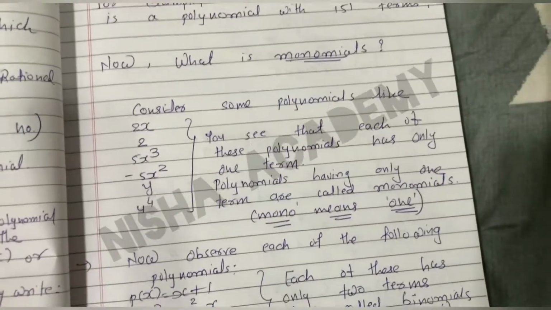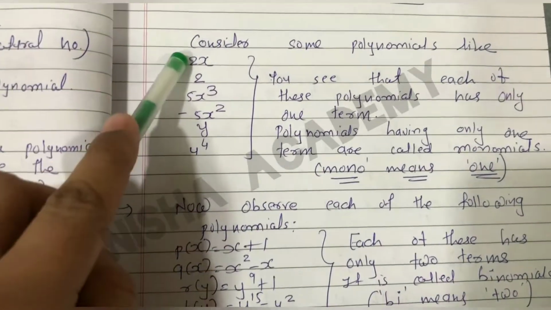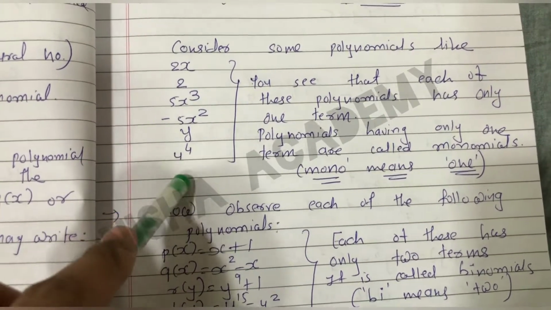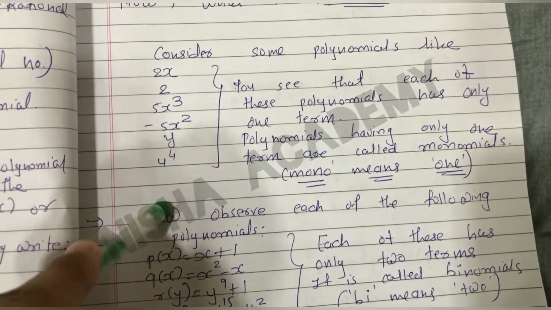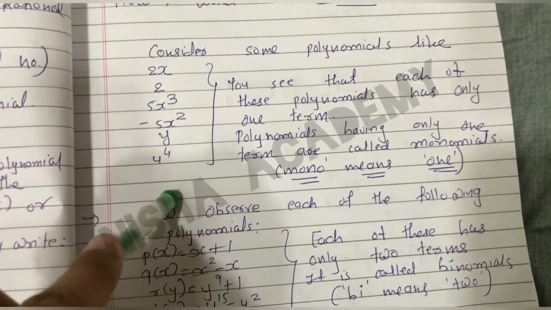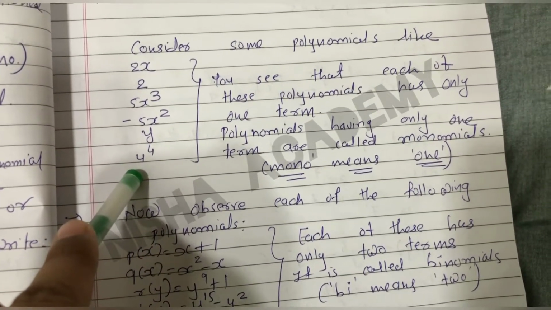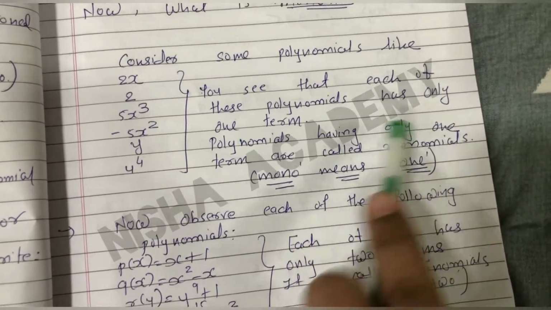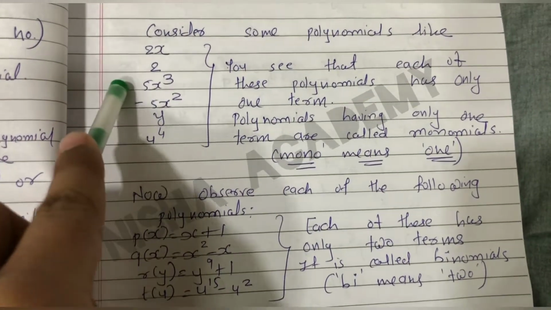Now what are monomials? Consider some examples: 2x, 2, 5x cube, minus 5x square, y, u raised to 4. Each of these polynomials has only one term. So polynomials having only one term are called monomials. Mono means one. Definition of monomials: a polynomial with only one term is called a monomial.